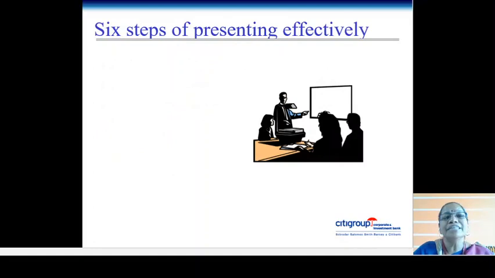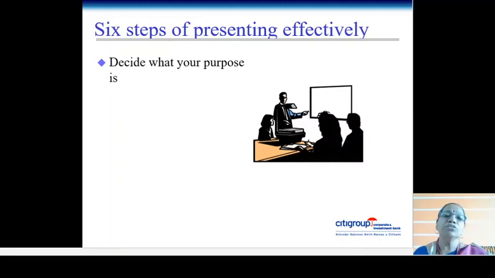There are 6 steps of presenting effectively. Which are they? First is decide what your purpose is. Whenever you are going to present anything, before going to presentation, first you have to decide what your purpose is. What is the purpose behind your presentation? Means why you are going to present anything or something.